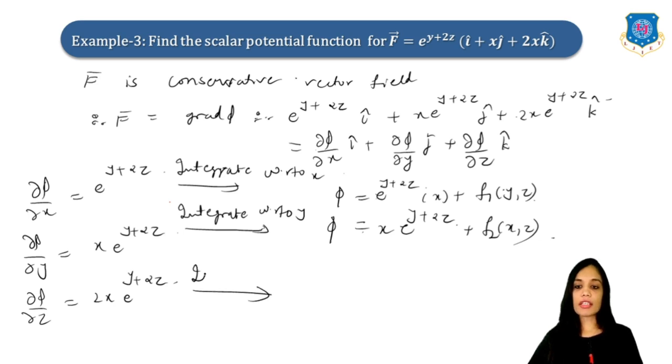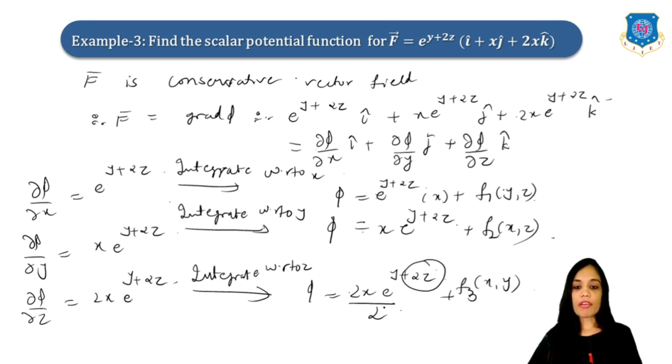And lastly, integrate with respect to z. So your phi will be 2x, which remains constant, e raised to y plus 2z. Here y is also constant, just do the derivative of this, so upon 2 plus f3 of x comma y. Now we have to cancel these two. So now just write the scalar potential function phi. Everywhere we are getting the same answer. So phi will be x into e raised to y plus 2z plus c. Okay, so this is the answer for the scalar potential.